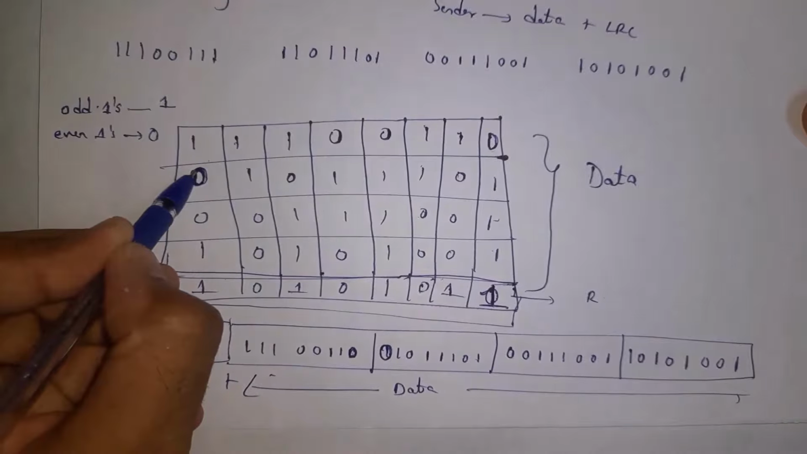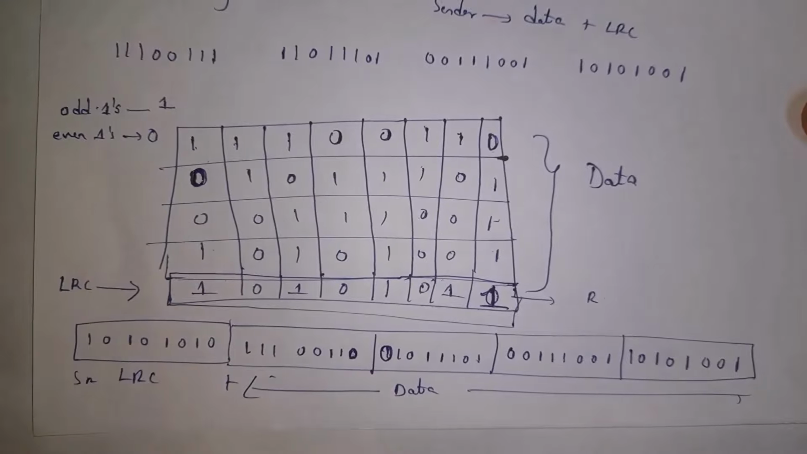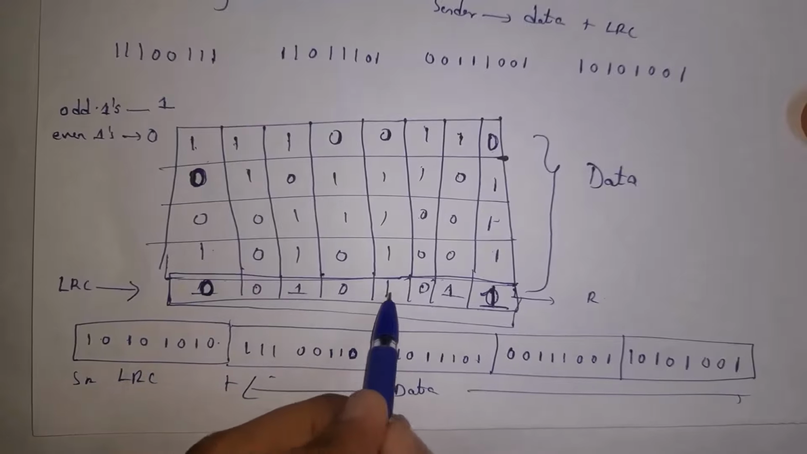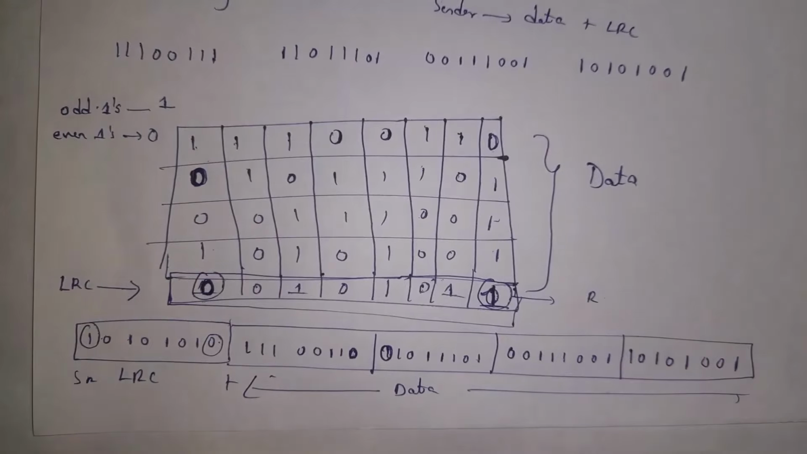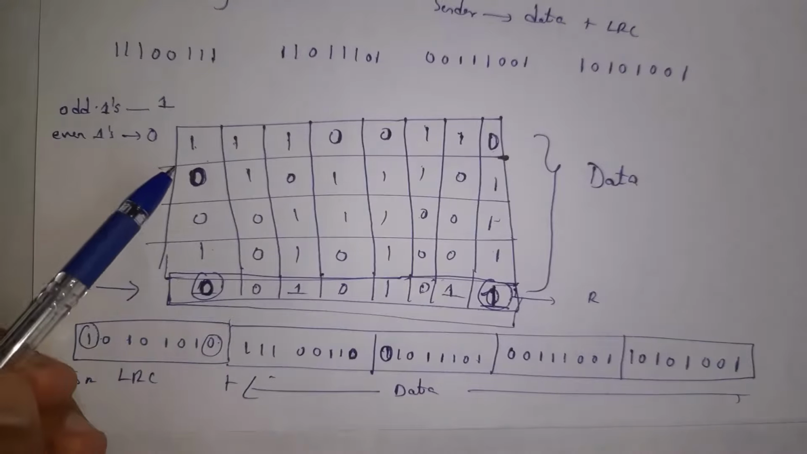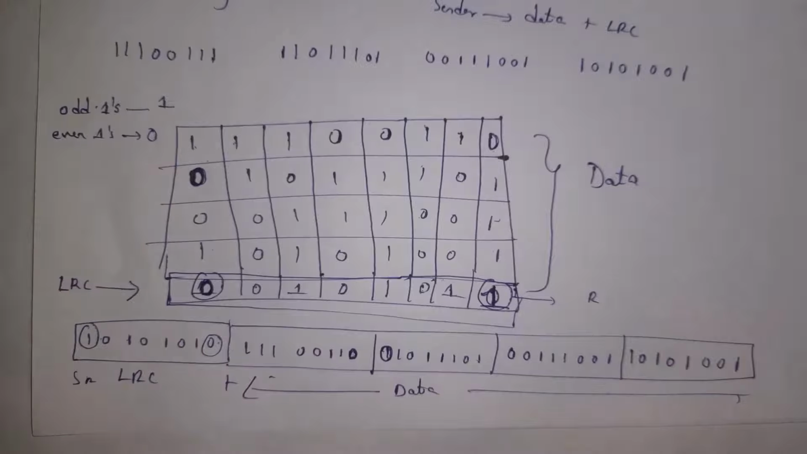Previously here there was an odd number of ones. But here the data got an error, that is, 1 is changed to 0. If you observe the count, there is an even number of ones. The sender's data is 10, 10, 10, 10, but the receiver's data is 00, 10, 10, 11. So the receiver will identify that the data contains errors. As the sender's LRC is not equal to the receiver's LRC, the receiver will know that the data block contains errors. If you observe here, multiple bits got changed. That is nothing but a burst error. So if there are burst errors in data, LRC can identify those errors.